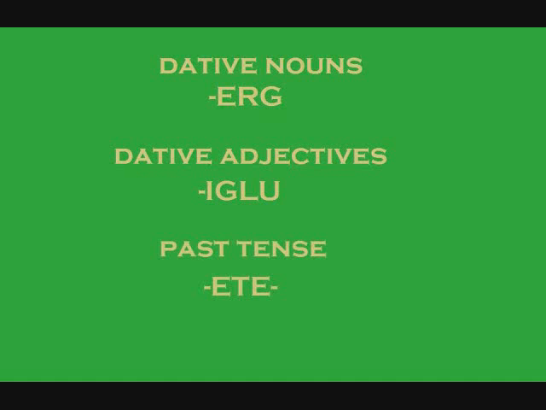So, in review, the dative noun ending is erg, and the dative adjective ending is IGLU, and the simple past tense marker is ete. For instance, I gave would be beetes.